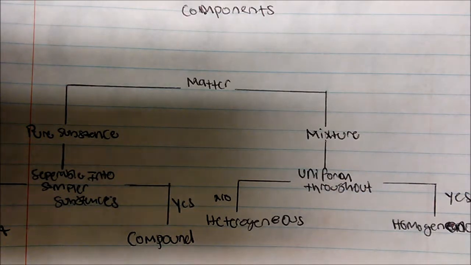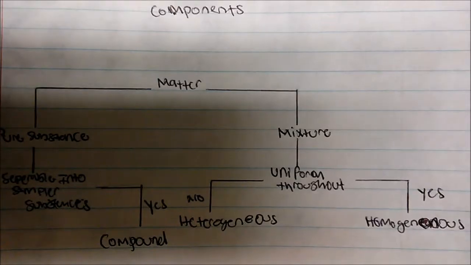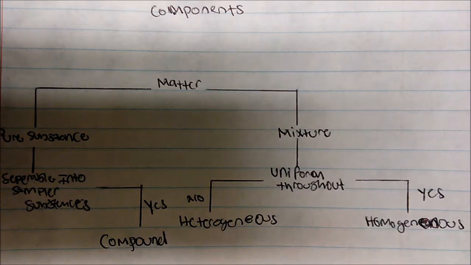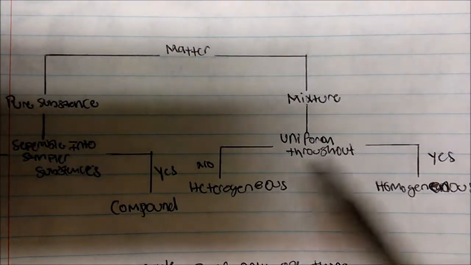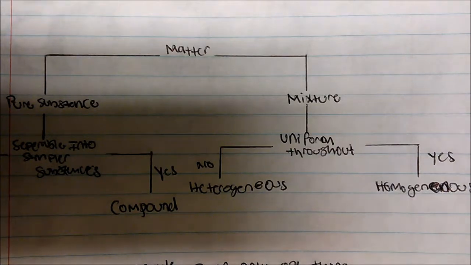Now, if the mixture is uniform throughout, which means that you cannot tell a difference, we call it homogeneous. Some people say homogeneous, it doesn't matter. But if it's uniform throughout, which means that it appears to be one thing, then we say that's homogeneous. Now if it's not, it's heterogeneous. If it appears to be two things, then we would say that's heterogeneous. And we're going to talk about some examples here.